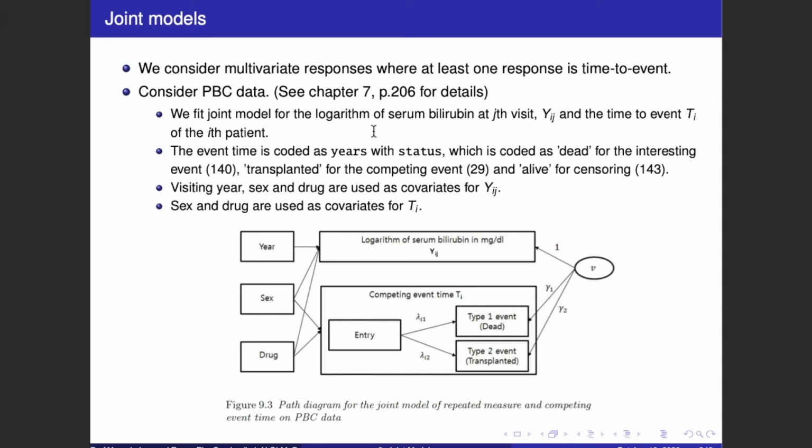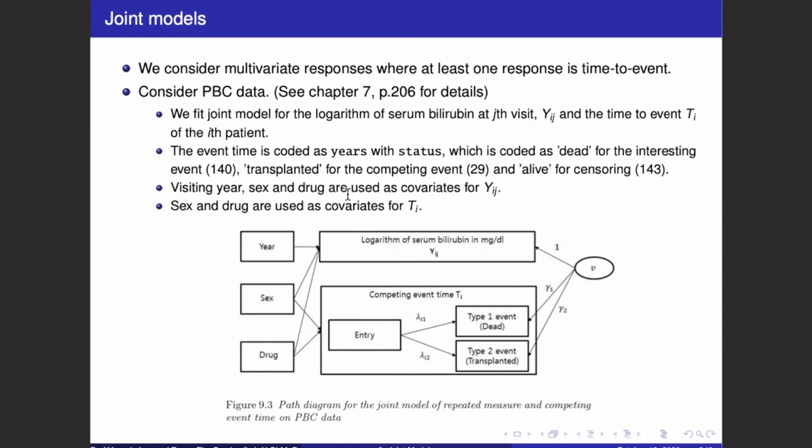First, we fit a joint model for the logarithm of serum bilirubin, Y_ij, at j-th visits, and the time to event T_i of the i-th patient. The event time is coded as years with status, which is coded as death for the event of interest (140), transplant for the competing event (29), and alive for censoring (143).